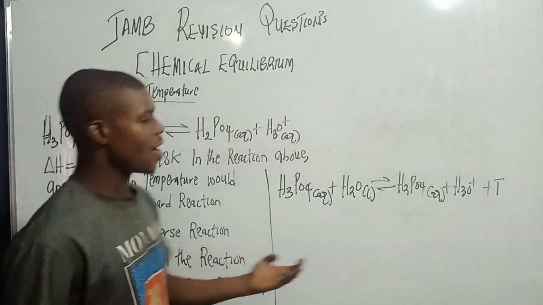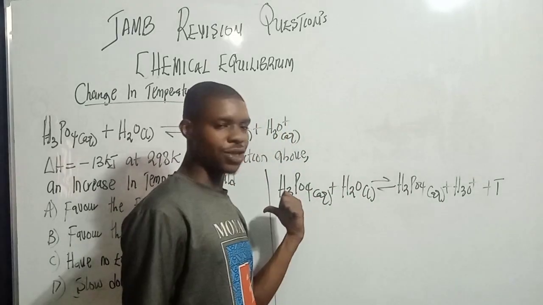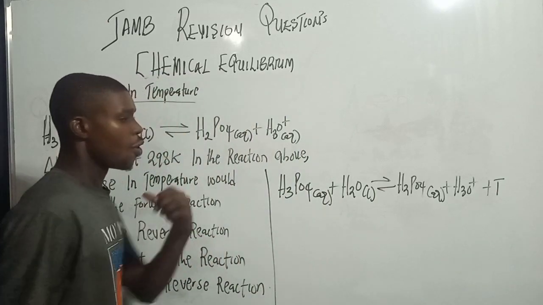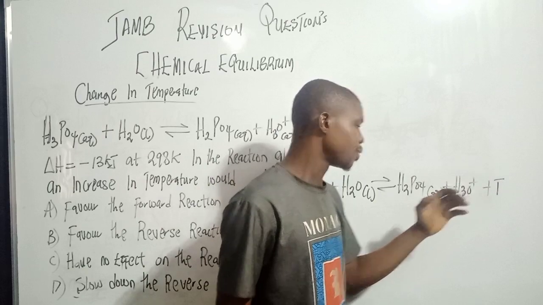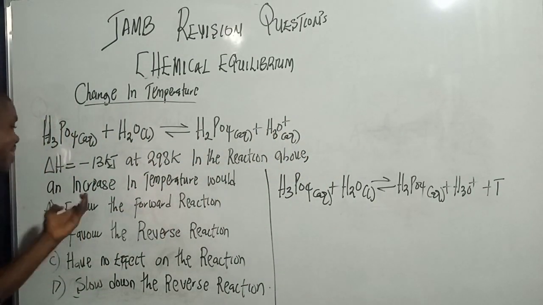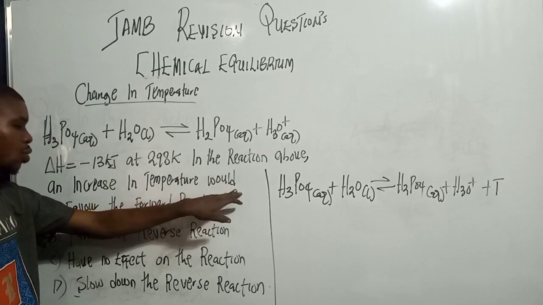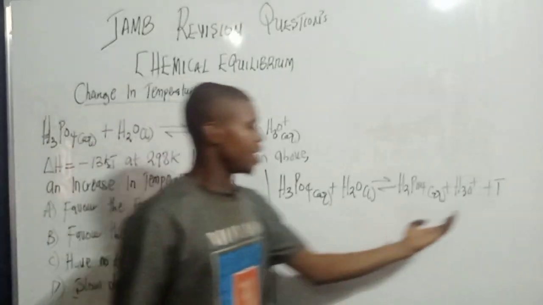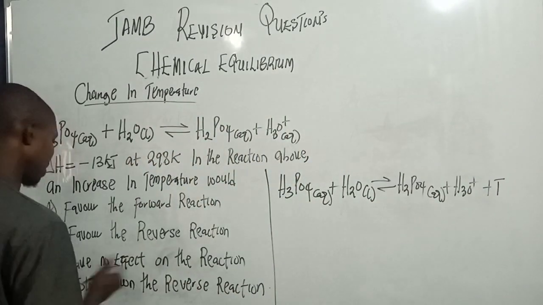And remember, an increase in temperature will favor the backward reaction, but a decrease in temperature will favor the forward reaction. So the question says that in the reaction above, an increase in temperature would favor the forward reaction. If you increase temperature, will it favor the forward reaction? No. So this one is wrong.